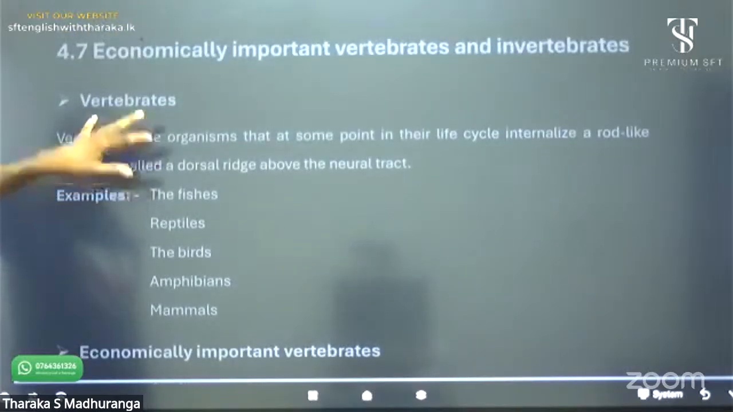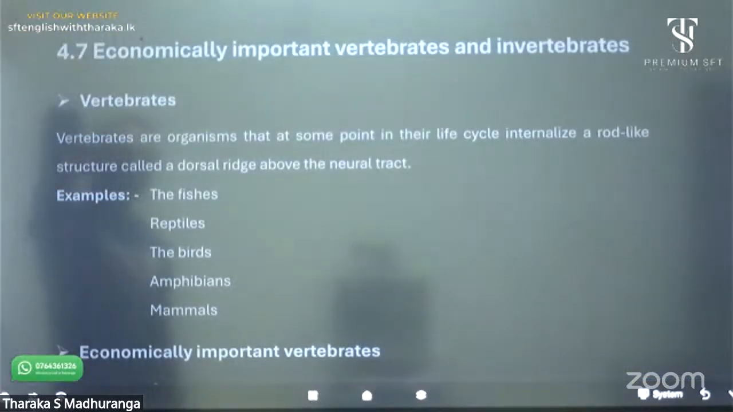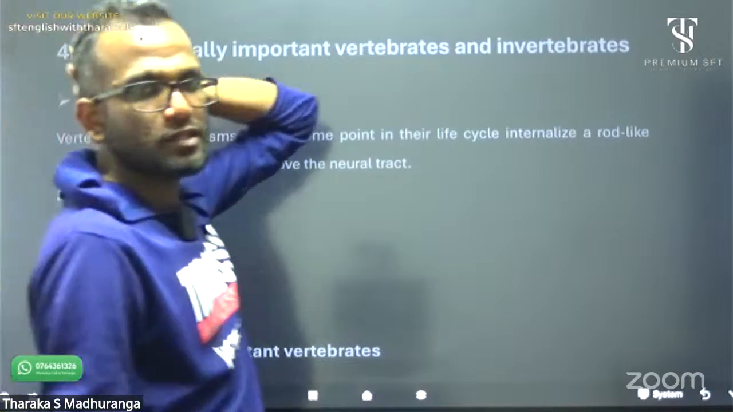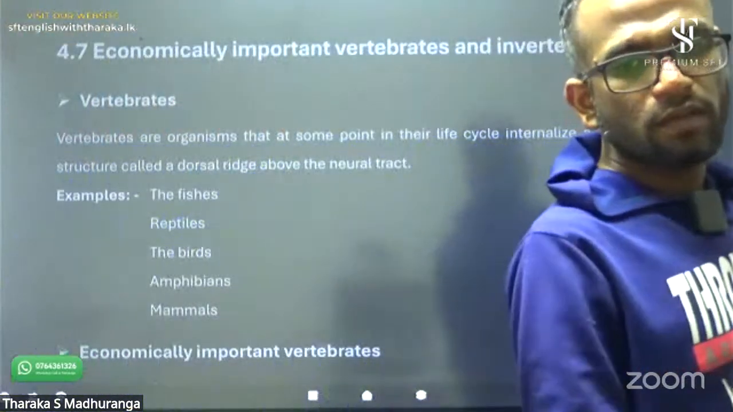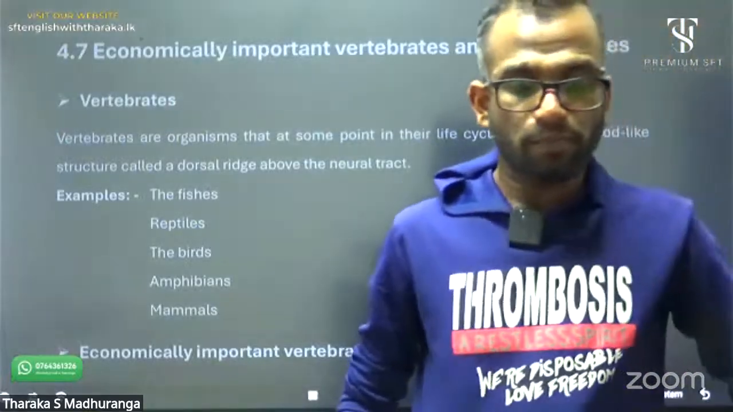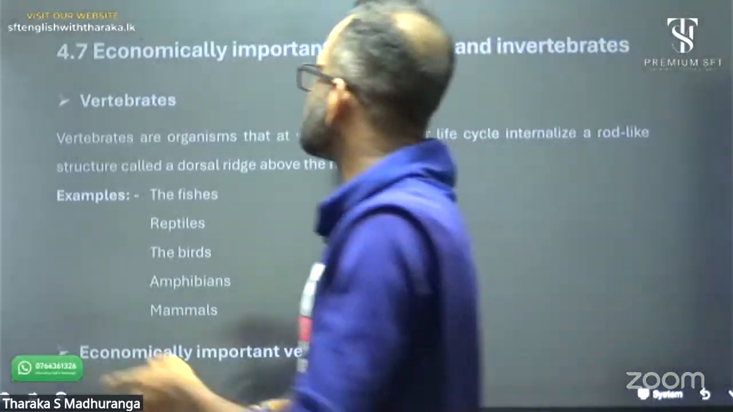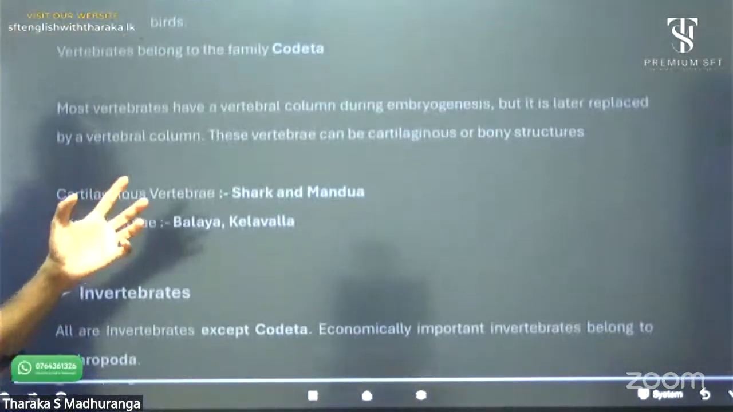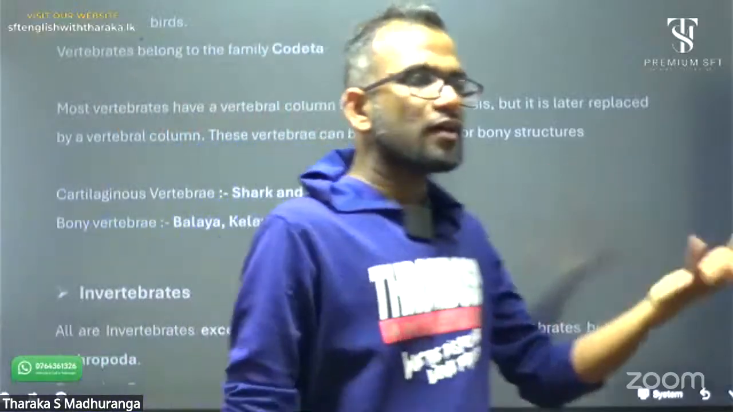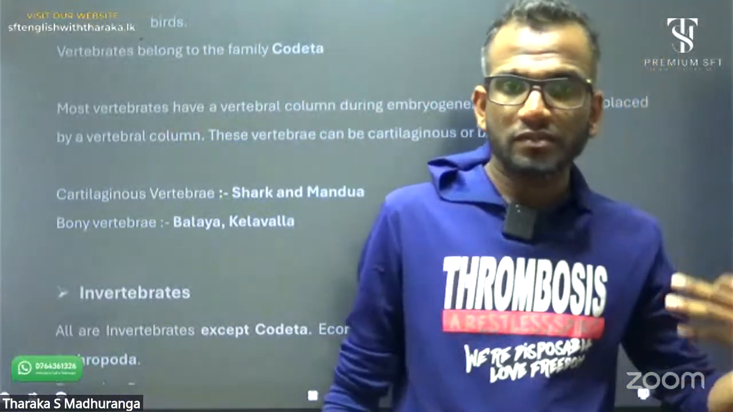All right, let's move into the final parts. Vertebrates and invertebrates is a very small part. I have a one hour recording of this part and I will send it. This part is very simple: birds, mammals, and fish, and their economical values.